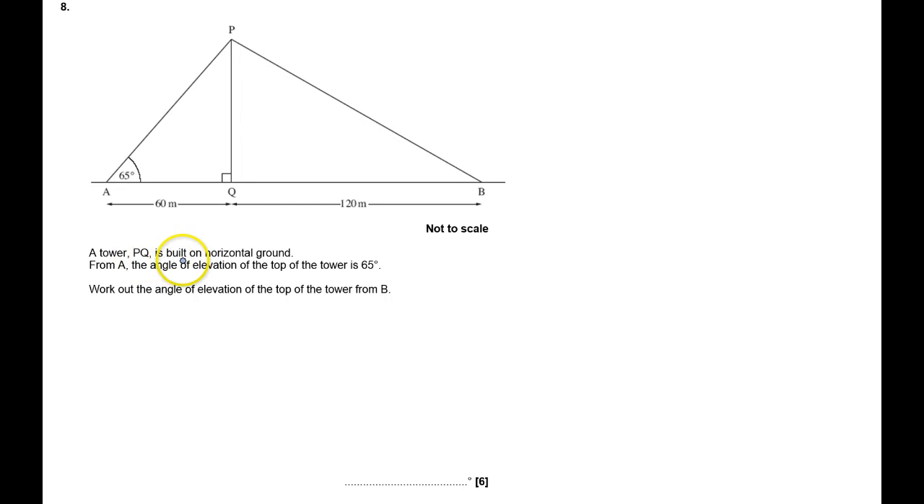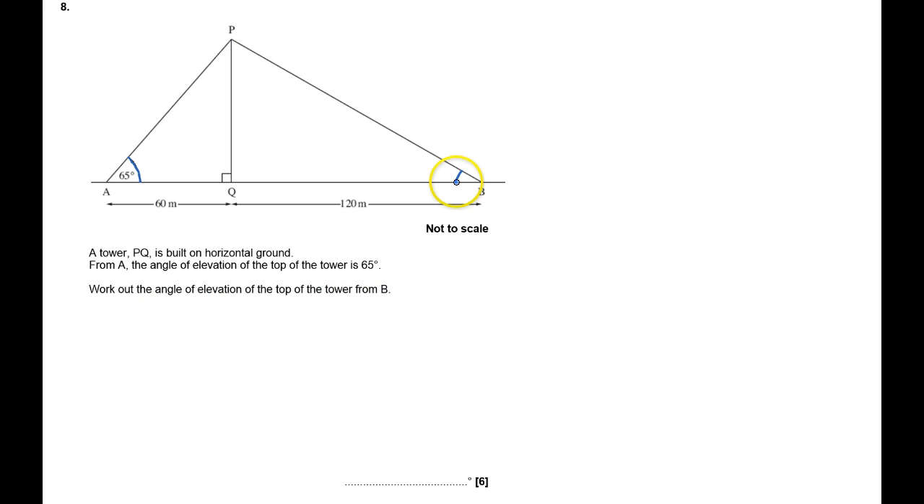Okay, tower PQ is built on horizontal ground. So PQ, that's the tower. It's built on horizontal ground. And from A, the angle of elevation is 65 degrees. That's 65 degrees as it looks from A right up to P. And we've got to work out the angle of elevation of the top of the tower from B.